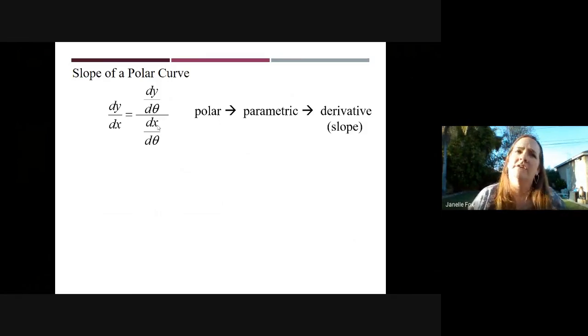Oh, I forgot to call it out. Here I go: derivative. I knew you guys did it. I knew you did. You totally said slope. I knew it.